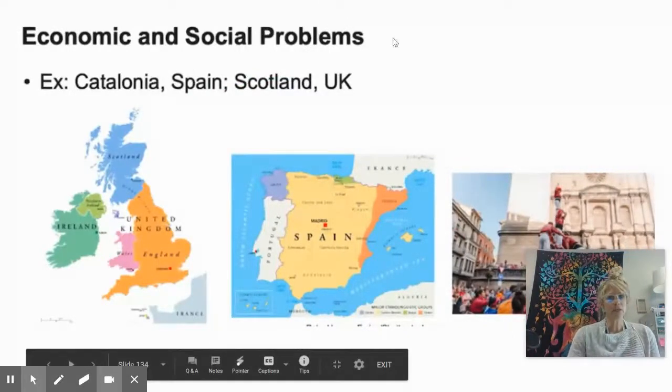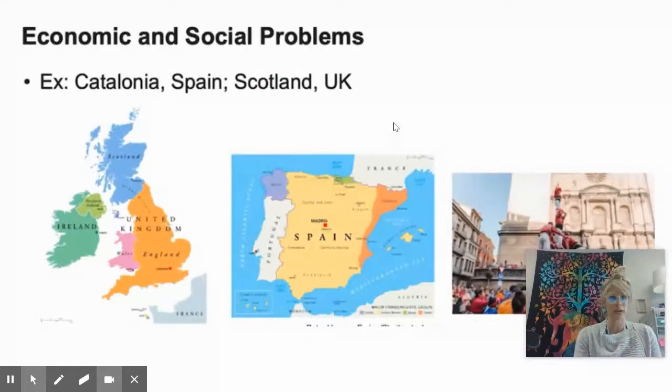Okay, and then economic and social problems. You guys kind of know what this is, so I don't know that you necessarily need to write a definition for it. But examples are Catalonia and Spain, and Scotland leaving the UK, right? Economic factors are there because if they are not benefiting from the economy in the country they're living in, that's a reason they might want to break away. And then social problems are what you've been hearing over and over: they have a different language, a different culture. That's going to be social reasons for why they want to pull away.